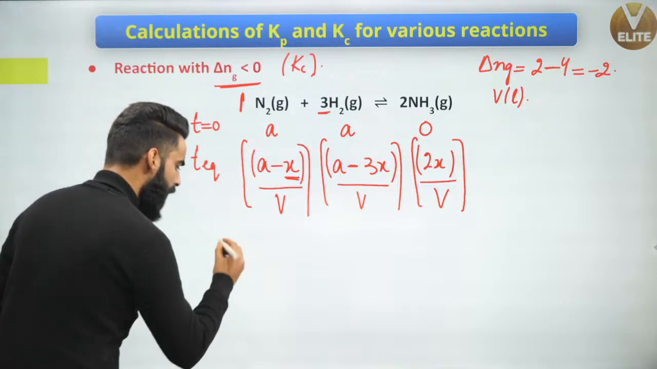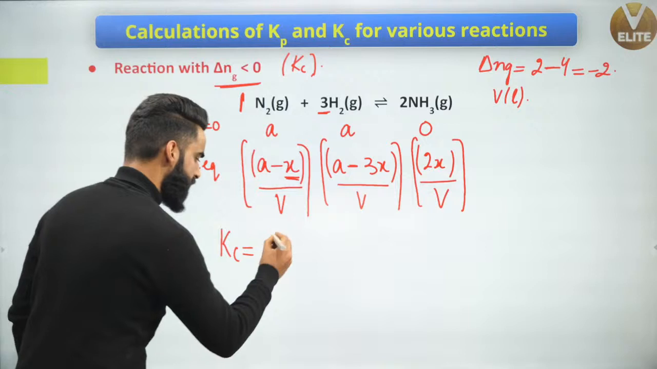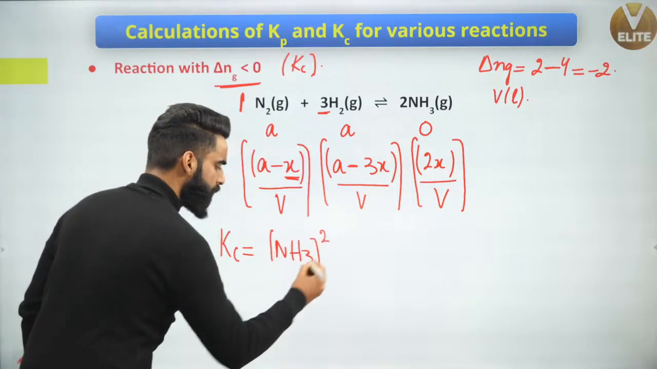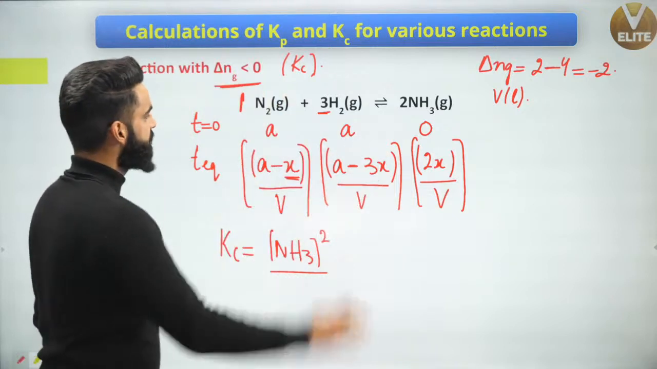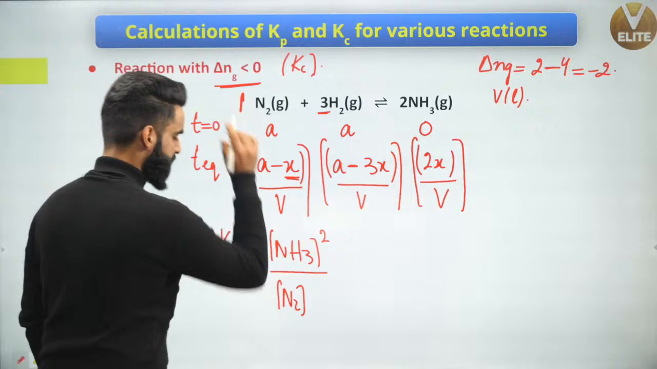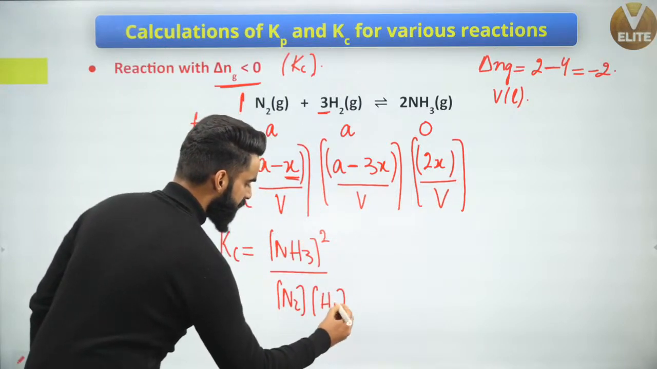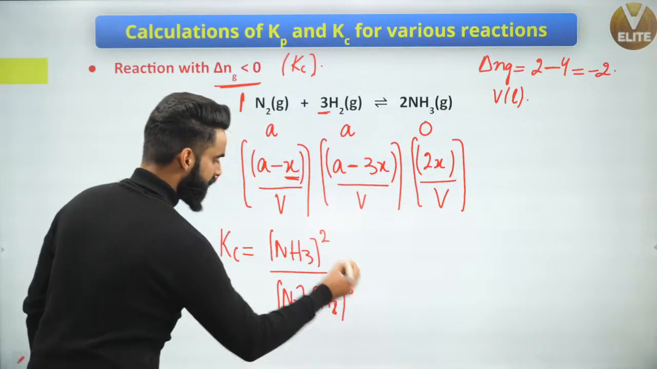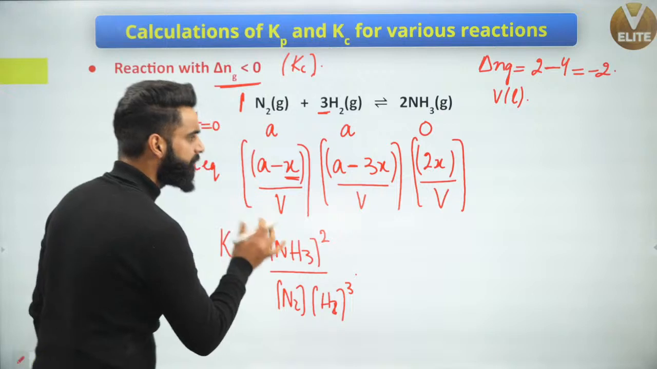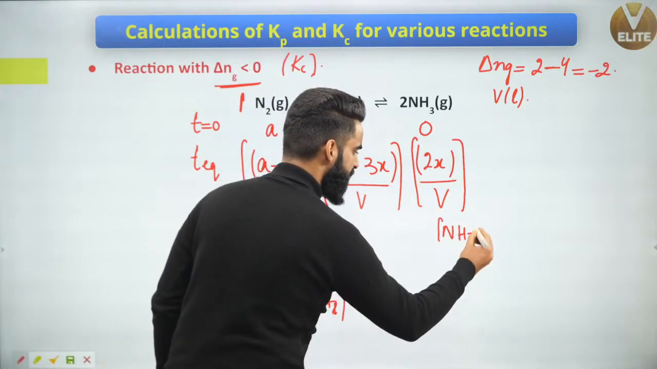Now I can write the Kc expression, which is going to be the concentration of NH3 to the power 2, which is the stoichiometric coefficient of NH3, divided by the concentration of N2 to the power of its stoichiometric coefficient, that is 1, multiplied by the concentration of H2 to the power of its stoichiometric coefficient, that is 3. Right? Do I have the concentration of NH3 at equilibrium? Definitely. This term is the concentration of NH3 at equilibrium.